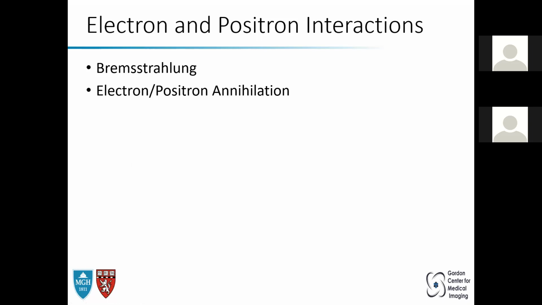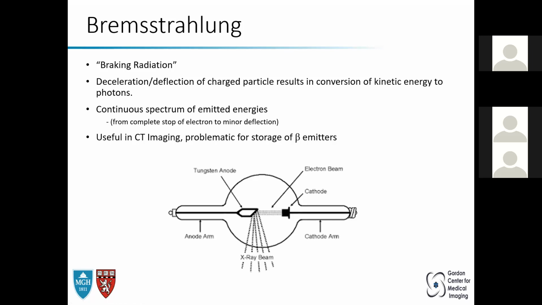Okay, so let's start talking about electron and positron interactions. The two broad areas we're going to talk about are Bremsstrahlung and electron-positron annihilation. So in Bremsstrahlung, did anybody take German and can translate Bremsstrahlung? I'm from Germany. So it's braking radiation. Yes, braking radiation. Braking as in slowing, not as in destroying.